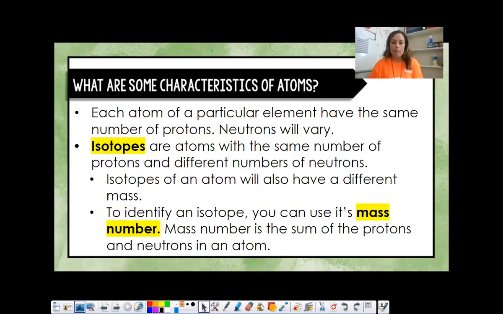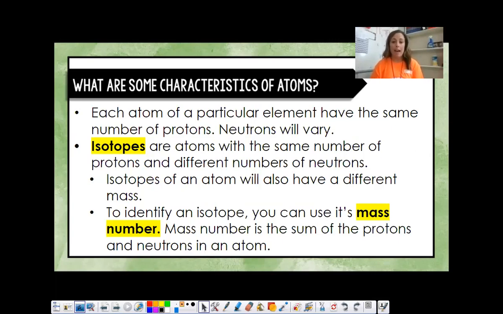Each atom of a particular element is going to have the same number of protons. Neutrons vary. If you have 12 oxygen atoms, each one of those atoms is going to have 8 protons.